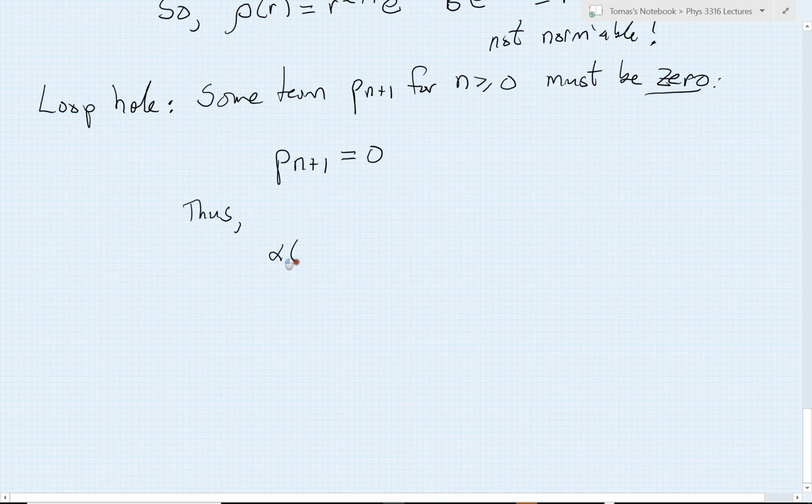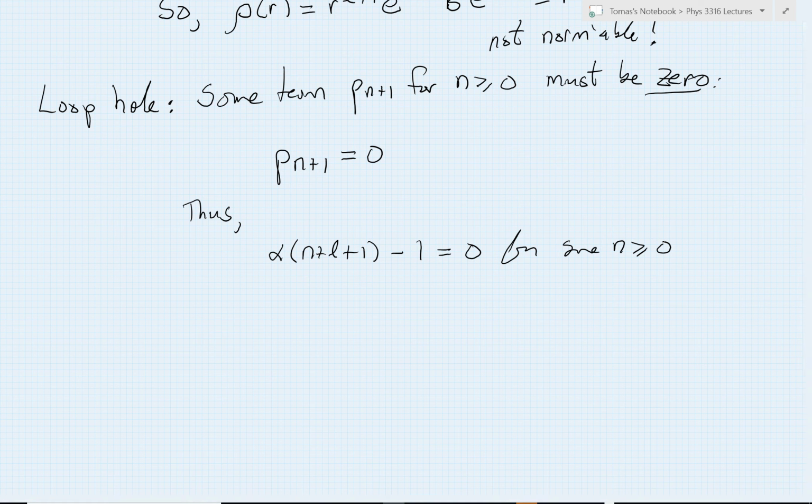So let's write down that relation and see what it is telling us. I need alpha times n plus L plus 1 minus 1 equals 0 for some n greater than or equal to 0. This is the key relation. And if we can show that alpha from this must be 1 over a natural number, we have done it, and we have solved for the structure of the atom. So let's solve this for alpha. Alpha is going to equal, we put 1 on the other side of the equation, we divide through by our factor, n plus L plus 1.